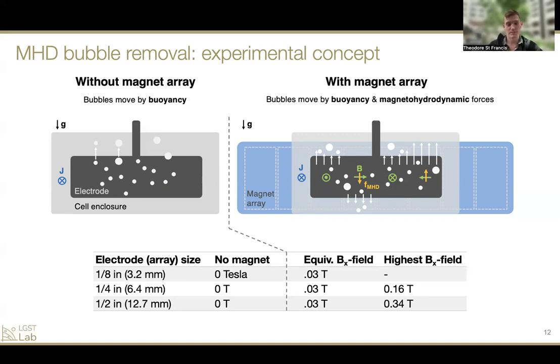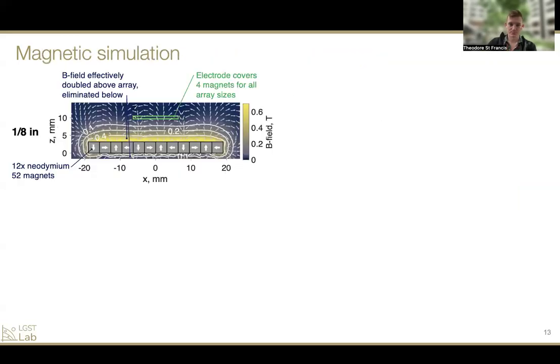The experimental matrix includes three different magnet sizes and electrodes which are sized to cover one entire wavelength of the magnetic array, which is to say four magnets in each case. There is a no magnet control for each size, a constant magnetic field across the three sizes, as you can see in the equivalent B field, and then a comparison of the highest B field possible given the experimental setup.